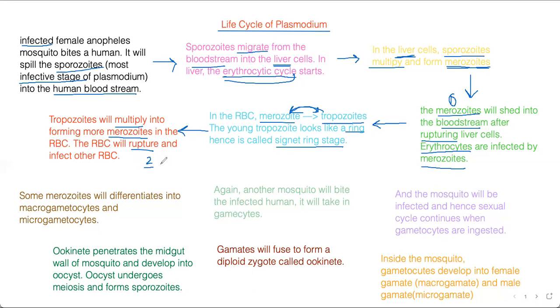And when the RBC ruptures, the merozoites, for the second time, are shed into the bloodstream, and when shed into the bloodstream, they will infect other RBCs. So two things can happen when it goes into the bloodstream. The merozoite either will infect an RBC, continuing the erythrocytic cycle again. If it infects an RBC again, it will again go through the erythrocytic cycle.